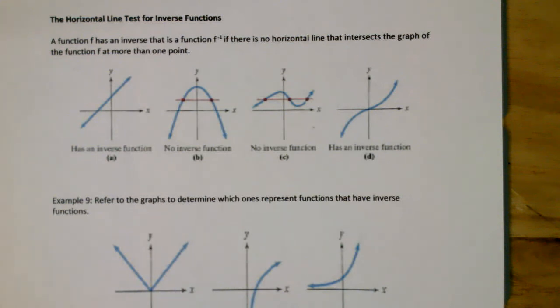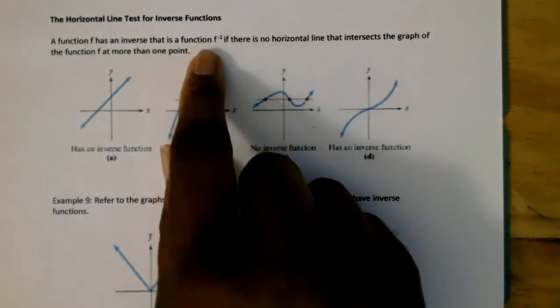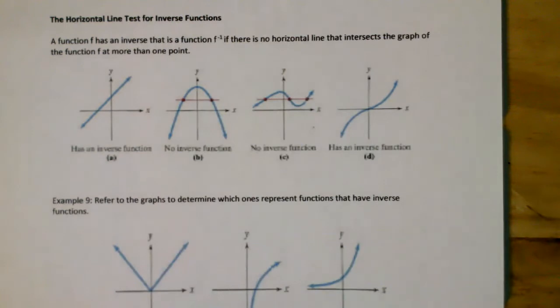All right, so a function f has an inverse that is a function f inverse if there is no horizontal line that intersects the graph of the function f at more than one point. So if that horizontal line crosses the graph at more than one point, you do not have an inverse function. Okay? The horizontal line can only cross that graph at only one point.